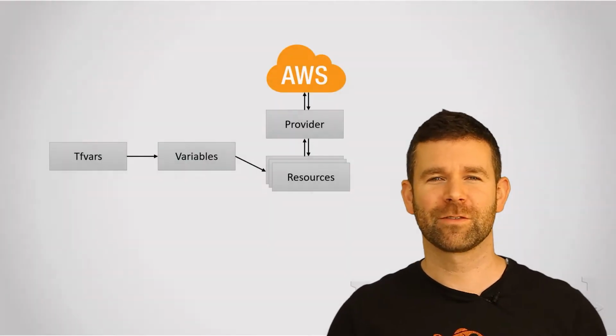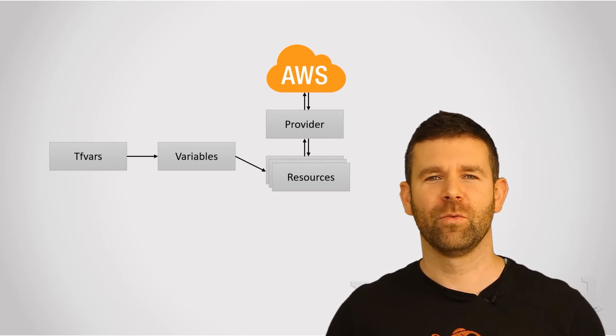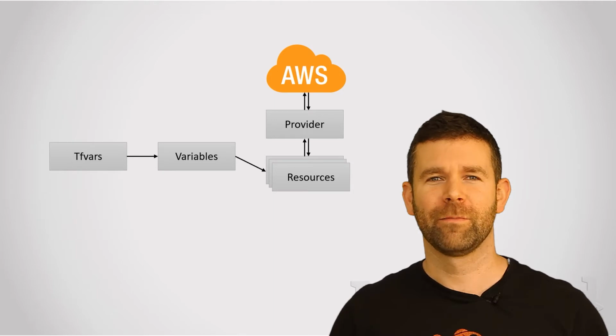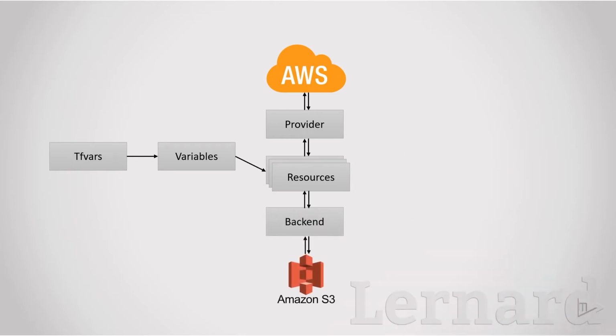Welcome back. In the last section, we added multiple resources to our Terraform model, which could have either implicit or explicit dependencies on each other. In this next section, we're going to expand that model further again by adding a cloud backend.